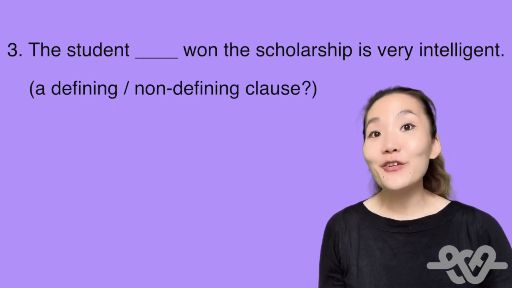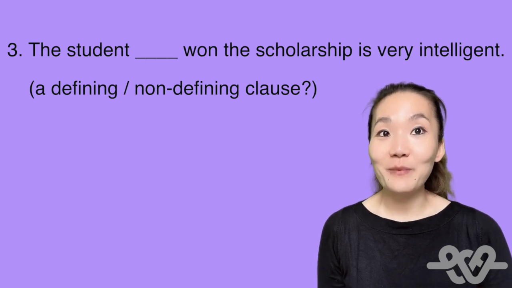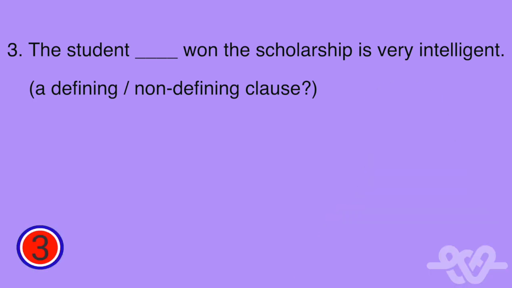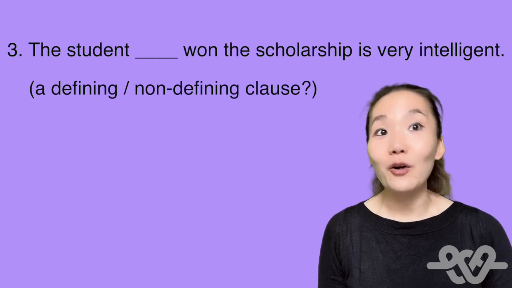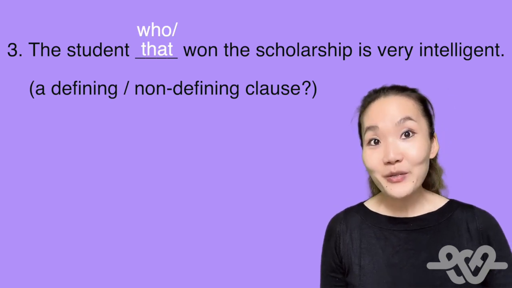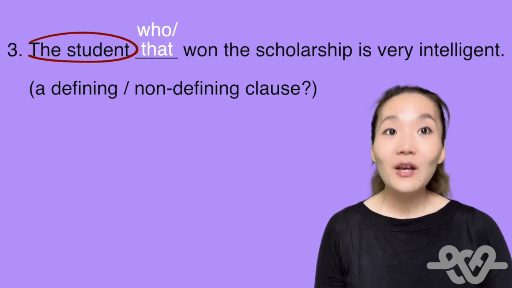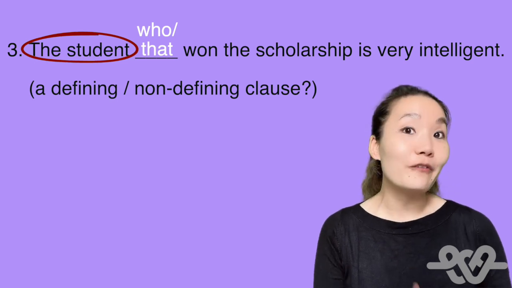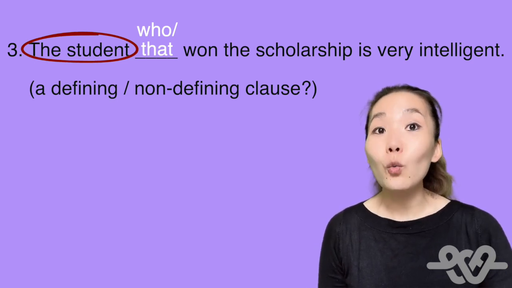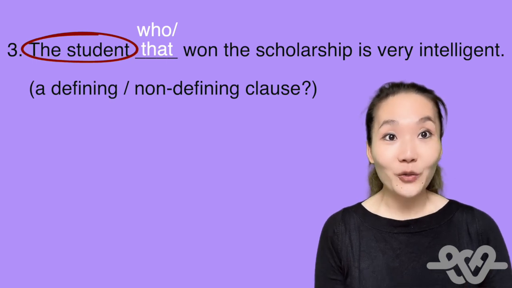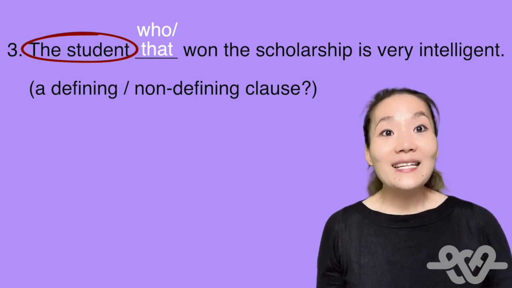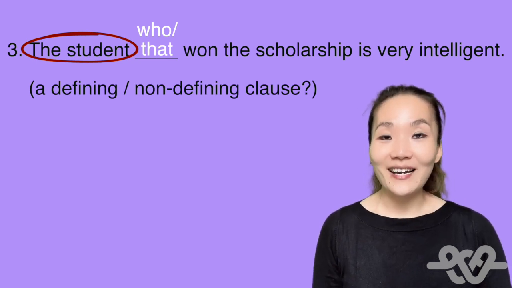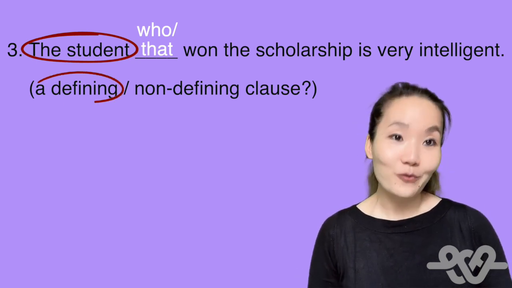Number 3, the student won the scholarship. It's very intelligent. In this sentence, we should use the relative pronoun who or that because the subject of this sentence is the student. We use who or that to refer to people. The relative clause who won the scholarship is essential in this sentence because it tells us which student we are talking about. It's a key detail to understand the context. So this is a defining relative clause.